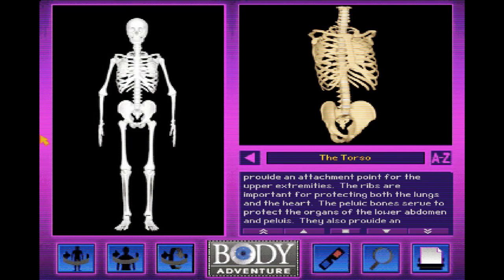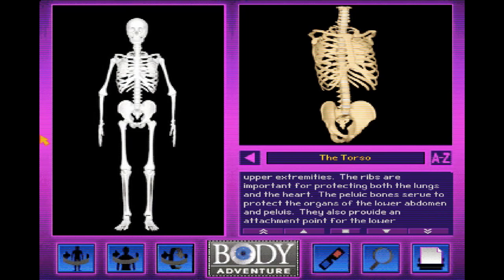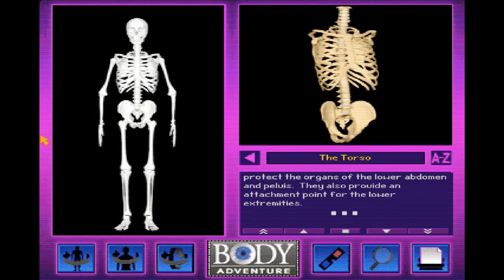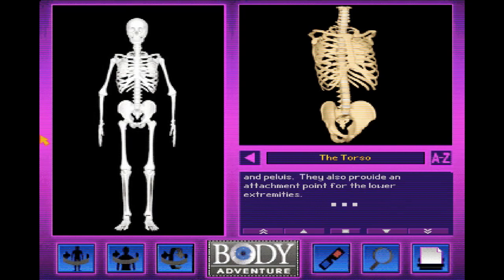The ribs are important for protecting both the lungs and the heart. The pelvic bones serve to protect the organs of the lower abdomen and pelvis. They also provide an attachment point for the lower extremities.